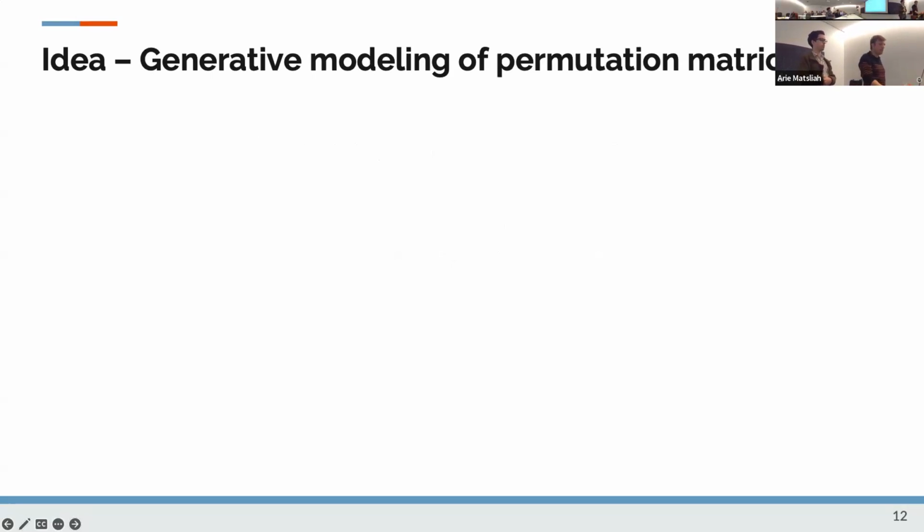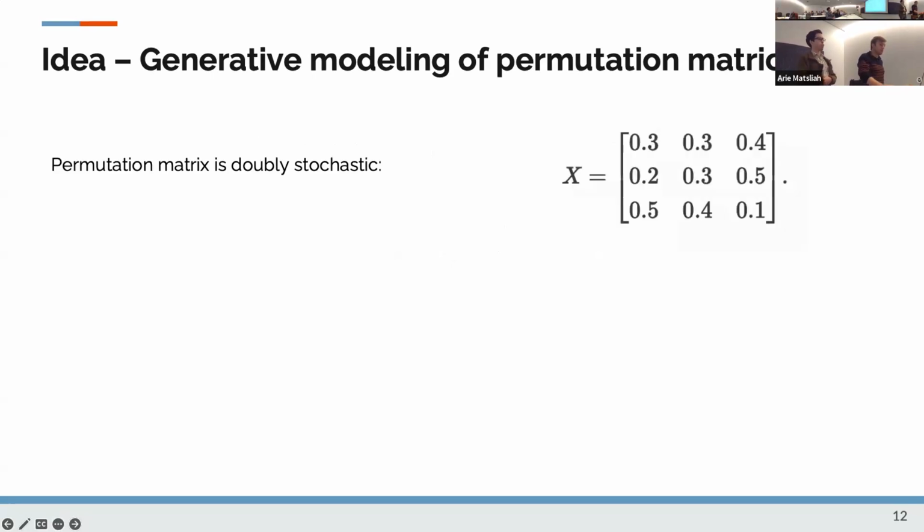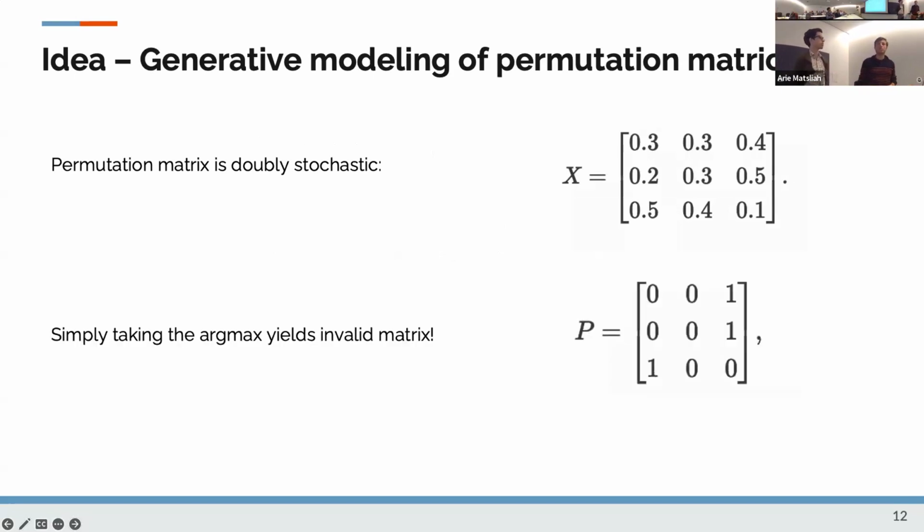That's the idea. Now, generating permutation matrices isn't entirely trivial because a permutation matrix is doubly stochastic, which means that both the rows and the columns need to sum to 1. So if you generate, let's say, a random matrix like this, you'll see that it's nicely doubly stochastic. But then the harder part is actually still taking a sample from that, because taking a sample from this is not as easy as just taking the argmax over the rows or the columns, because if you do that, then you'll actually end up with an incorrect matrix.